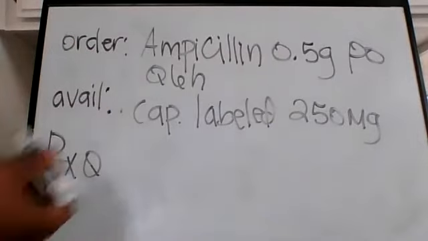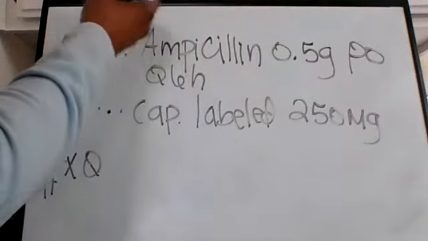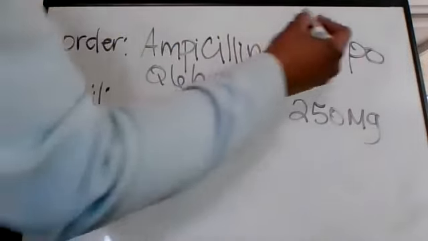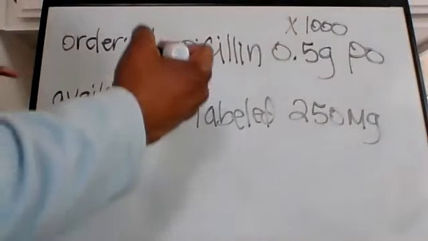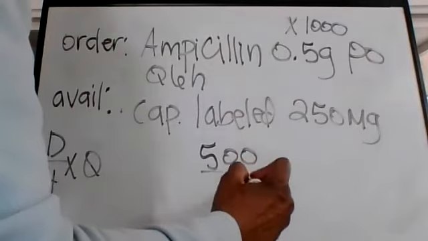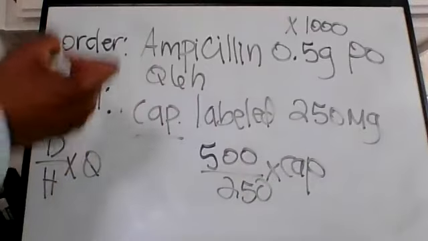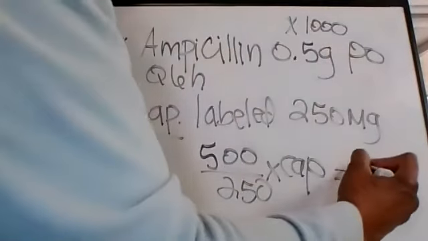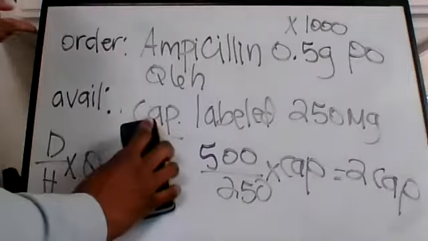So with this one, you already know that the metrics are different. We have to convert grams to milligrams. So in order to do that, we need to multiply by 1,000. We come up with 500 divided by 250 times capsules, right? Because that's our Q, the capsules. So the answer is 2 capsules. All right, one more to go.